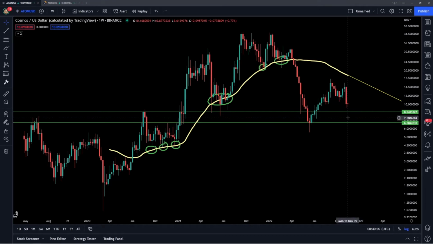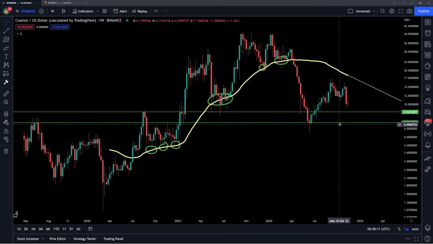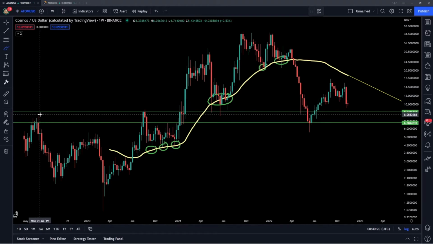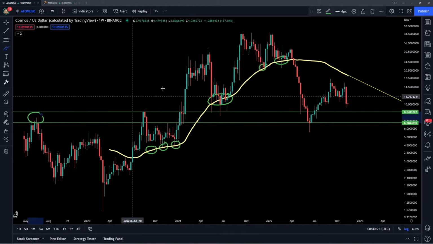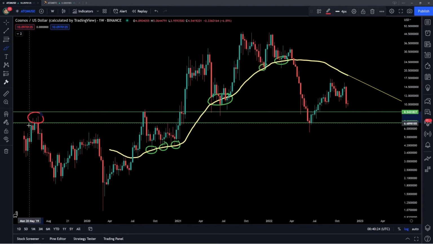And I do want to talk about this zone as more of a range and not one specific price point, because throughout ATOM's history, we've had some very key interactions that have ranged within this zone. We can see that right here, back here in 2019, this was very strong resistance. ATOM had these highs upwards in this zone before ultimately capitulating and forming that bear market low.